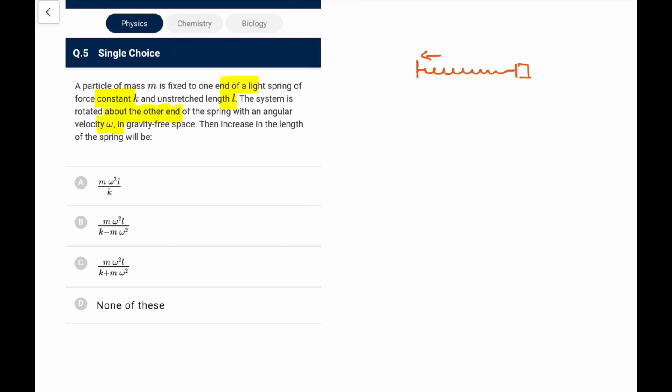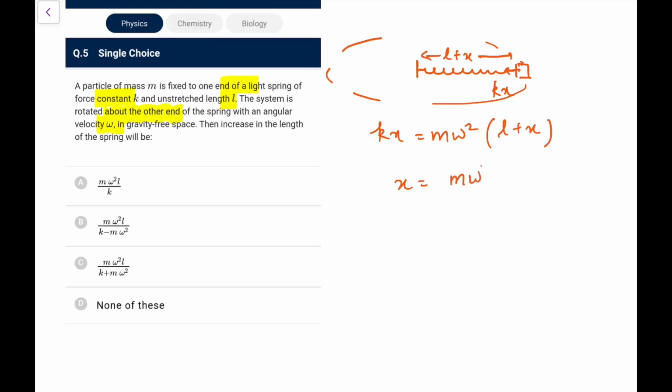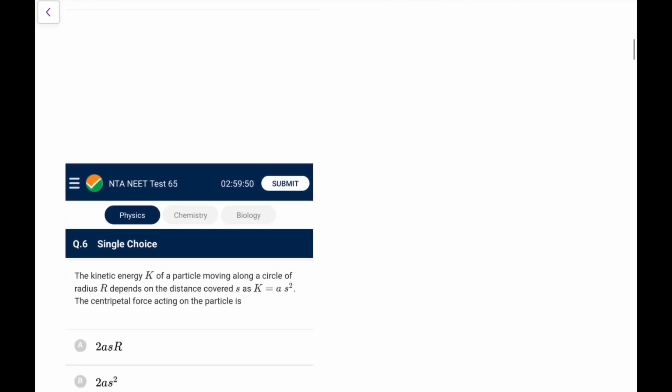So if it is stretched, it will become L plus x, and the force would be kx, and this kx is the centripetal force which is provided for its motion, that would be equal to m omega square r, where r would be L plus x. So what we will have, x would be equal to m omega square L upon k minus m omega square. That is what we are going to have. This is a very standard question seen in the notes of almost all institutes.